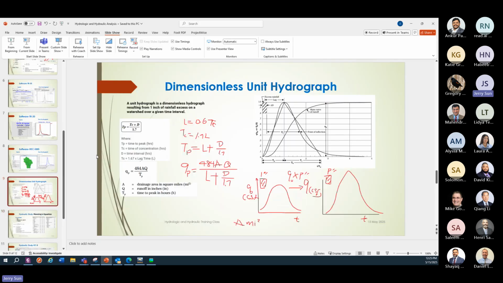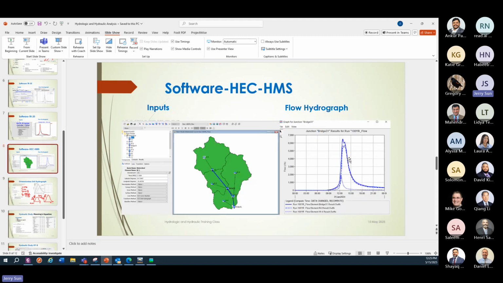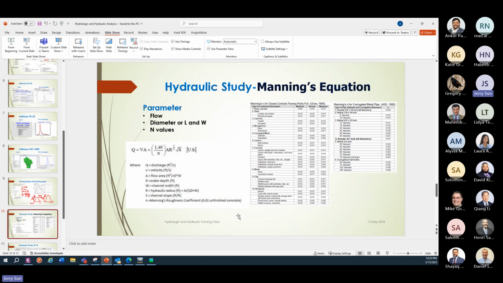So yeah, pretty much based on this, using the software we can get the peak flows. After we get the peak flow, we try to design, right? We use the peak flow for the design. Basically, what we have here is just the hydraulic study. We know how to design the culvert.